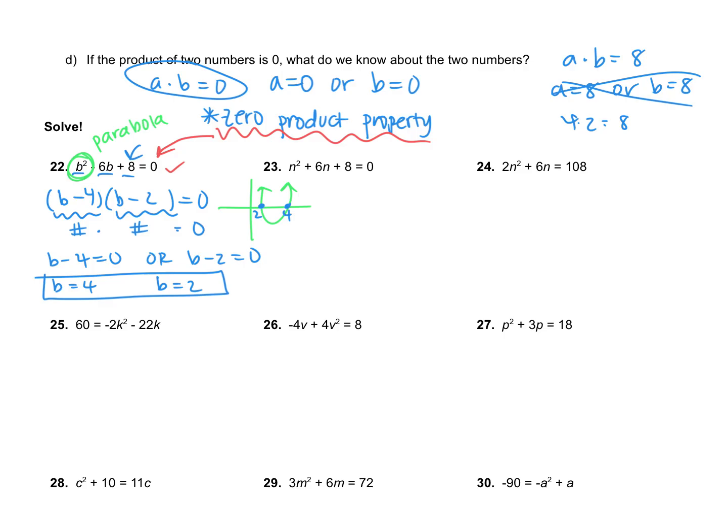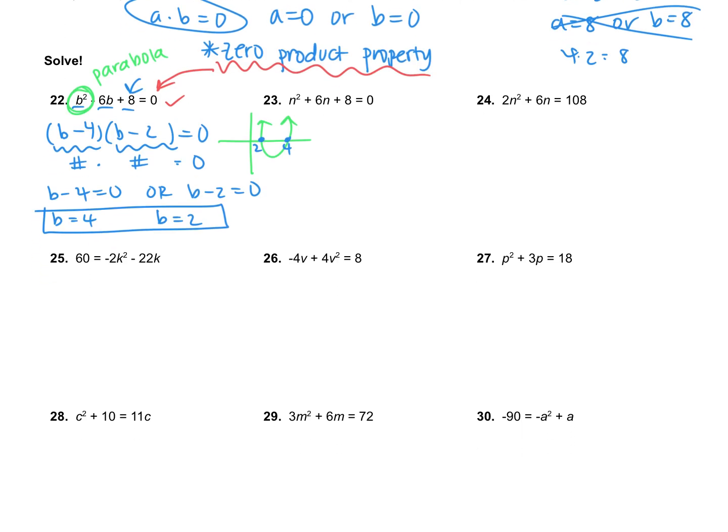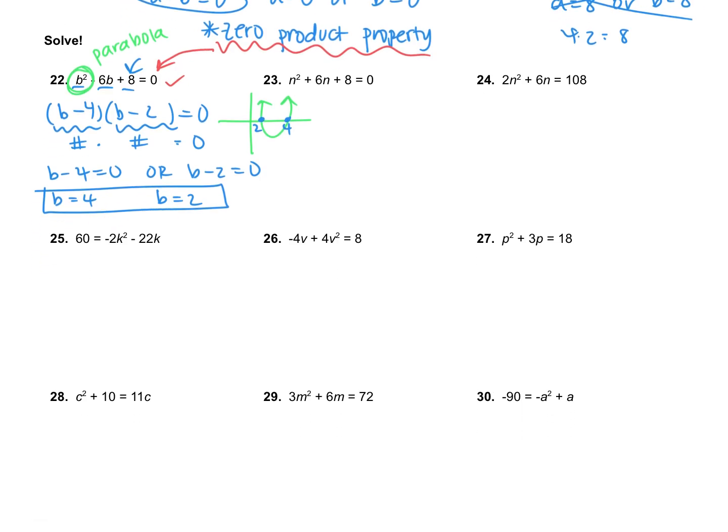Can we do 2 more? You guys okay with that? Okay. We're just going to go to 25. Zero product property means we need to be set equal to 0. We're not. So don't factor until you're set equal to 0. So I'm going to subtract 60. So I get negative 2k squared, subtract 22k, subtract 60.